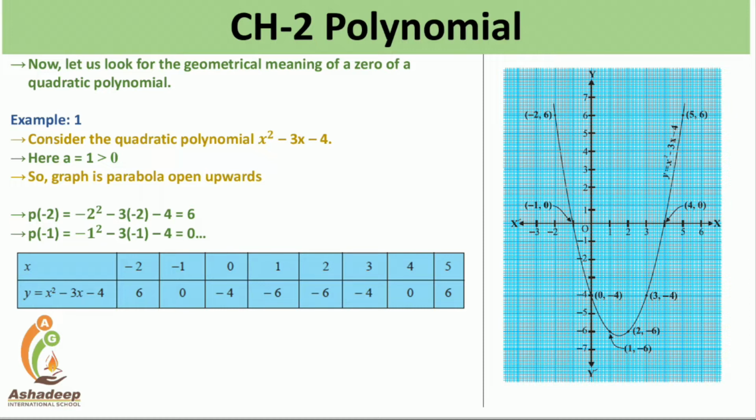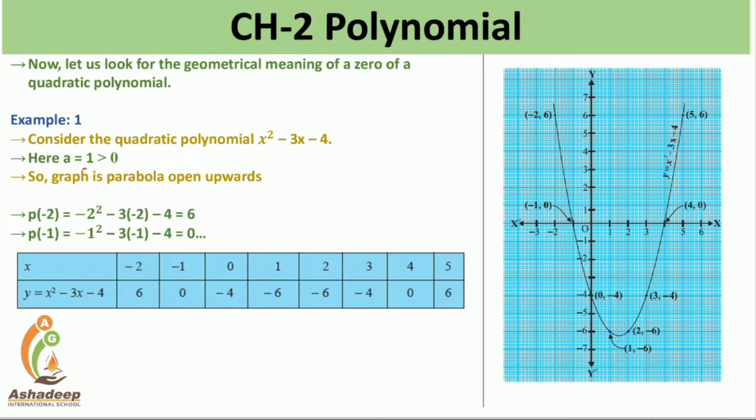Now let us look at the geometrical meaning of the 0 of a quadratic polynomial. The same thing, I just repeat here. Another example: the first one was linear, now we'll see the quadratic. Quadratic polynomial means the degree is 2. What kind of graph do we get with a quadratic equation? It's a parabola, a parabolic graph.